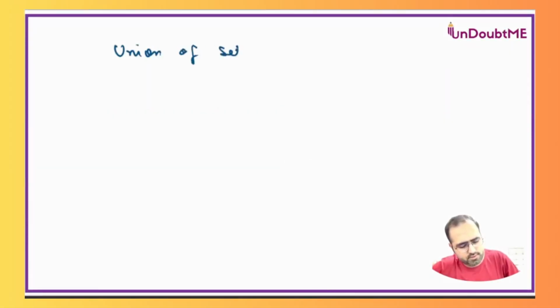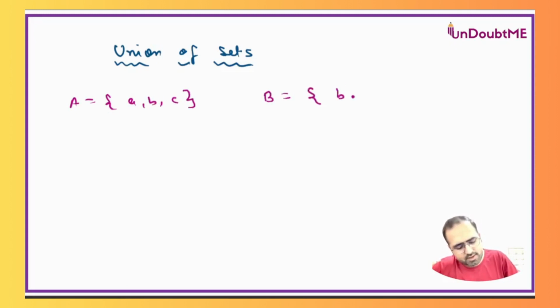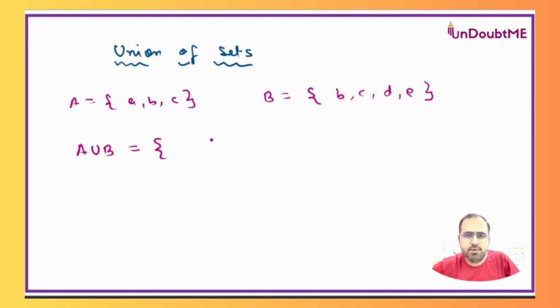Union of sets. What is the meaning of union? When I have two sets, let's say A is {A, B, C} and B is {B, C, D, E}, then I will write A union B as listing all the elements of A and B once. So A, B, C, D, E will be the value of A union B.